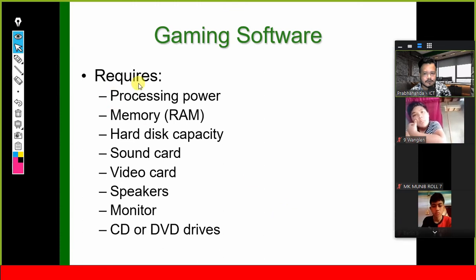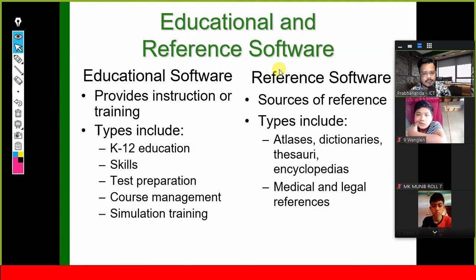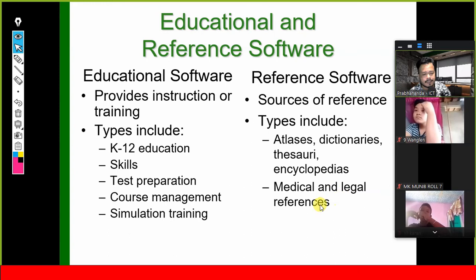Gaming software requires high processing power, high memory, high hard disk capacity, sound card, video card, speaker, monitor, CD, DVD drives, etc. Education and reference software. Education software provides instruction or training. Types include K-12 education, skills, test preparation, course management, simulation training. Reference software is a source for reference. Types include atlases, dictionary, thesaurus, encyclopedias, medical and legal references. These are the reference software and these are the education software.